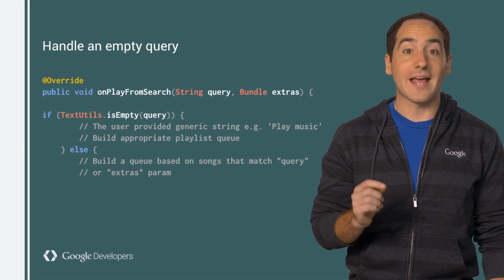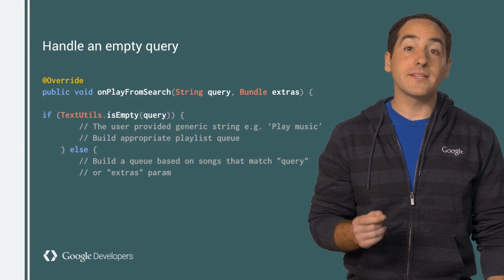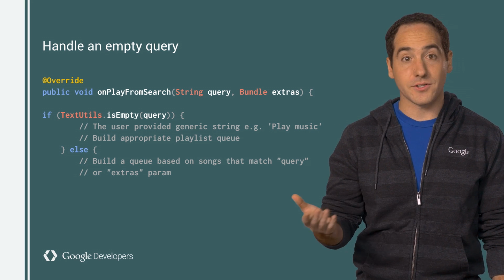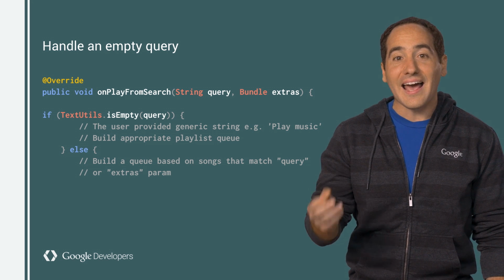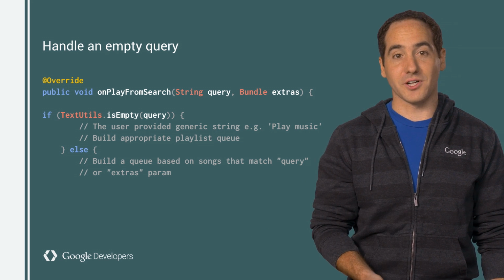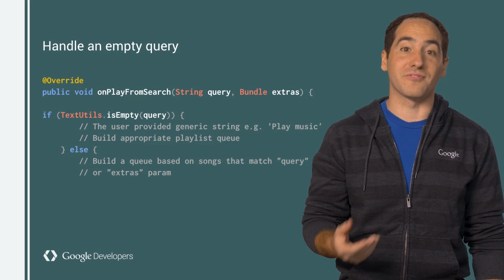Also be sure to check for an empty query string. This can happen when the user doesn't specify any search terms. For example, if they just say, "Play anything." Handle this case by playing what makes most sense for your app. For example, a recent or favorite song.